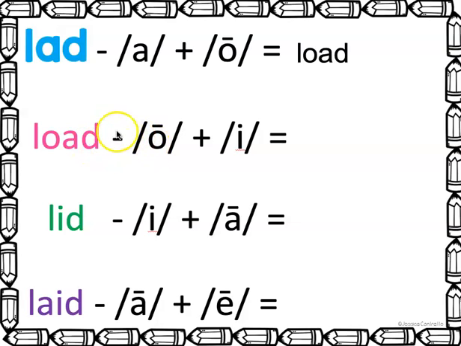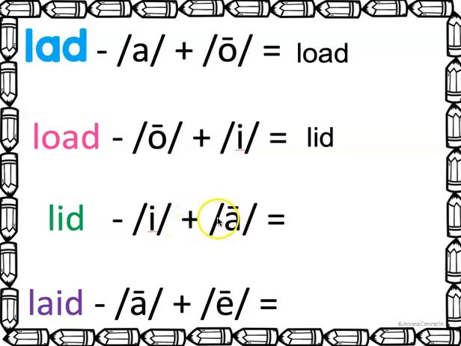We're going to take away, that's why they have that subtraction sign, the long O sound, and we're going to add the short I sound. So instead of going load, it's going to make an I sound in the middle, and you're going to spell that. Lid, like the lid of a jar or a lid of a can or some sort of container. Now we have lid.